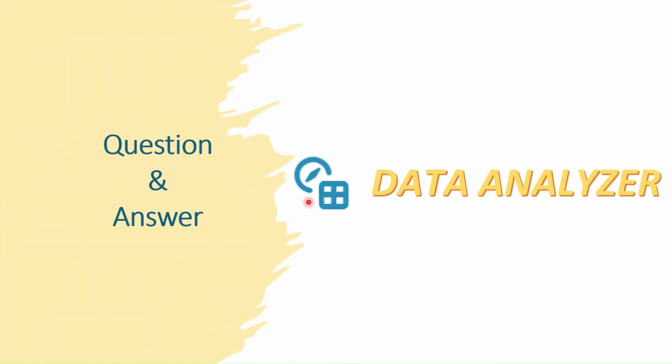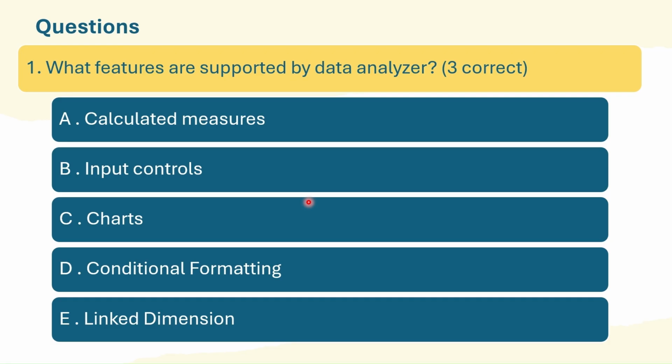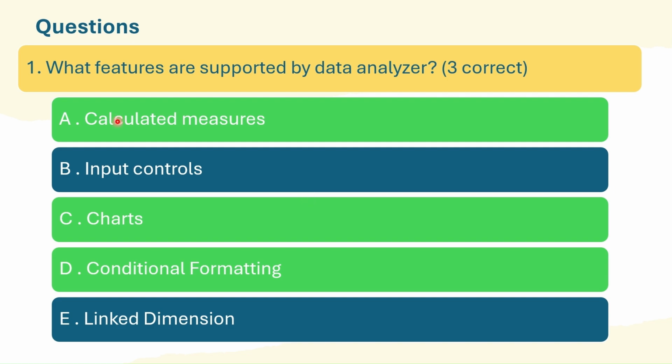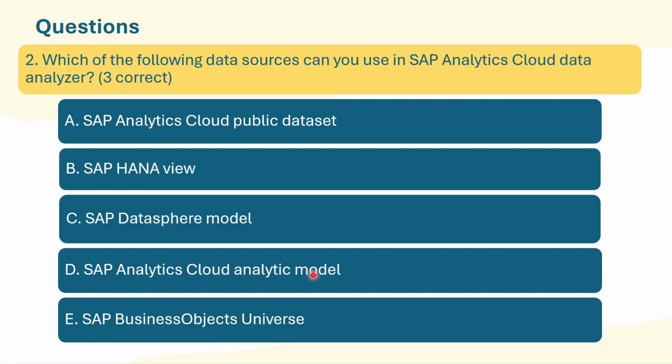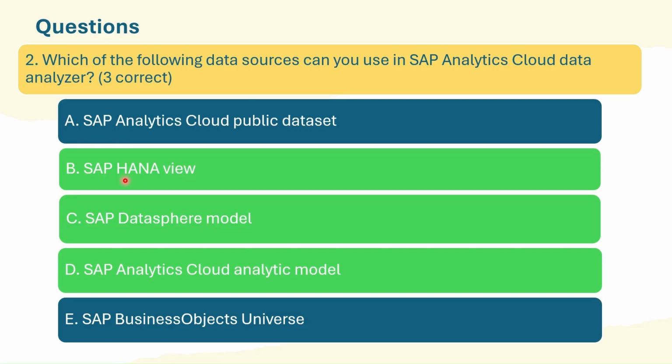So from the last session, which was related to Data Analyzer, the first question was what features are supported by Data Analyzer, and the correct answer is calculated measure. You can create calculated measures, you can use chart options, and you can also use conditional formatting. So these three are the correct answers. Then, which of the following data sources can you use in Data Analyzer? The correct answer is SAP HANA View, SAP Datasphere Model, and SAP Analytics Cloud Model.